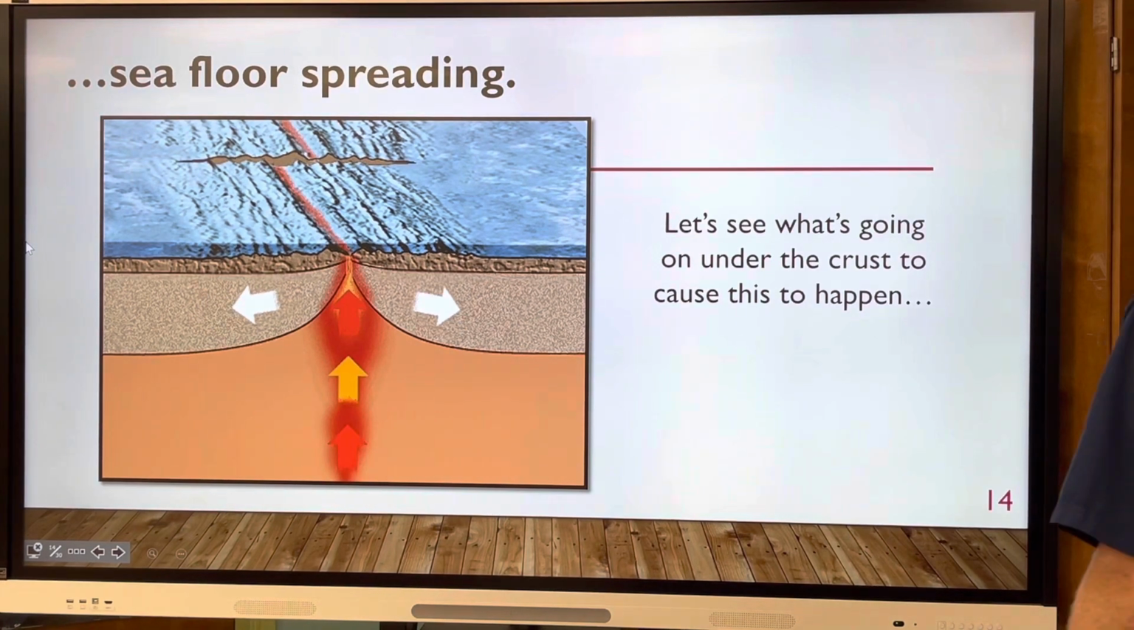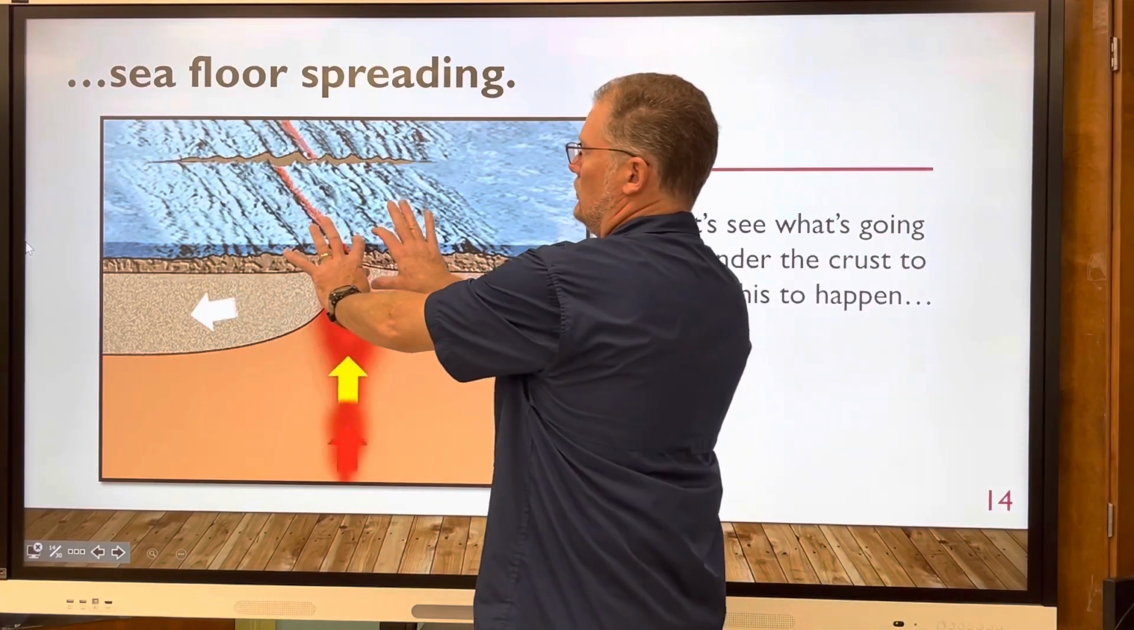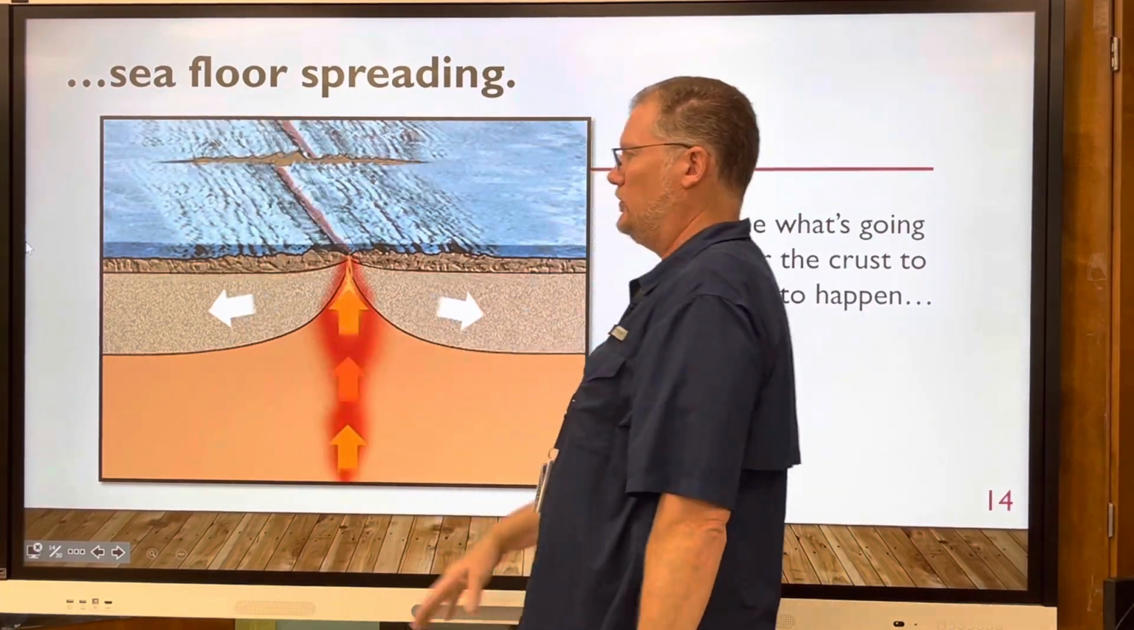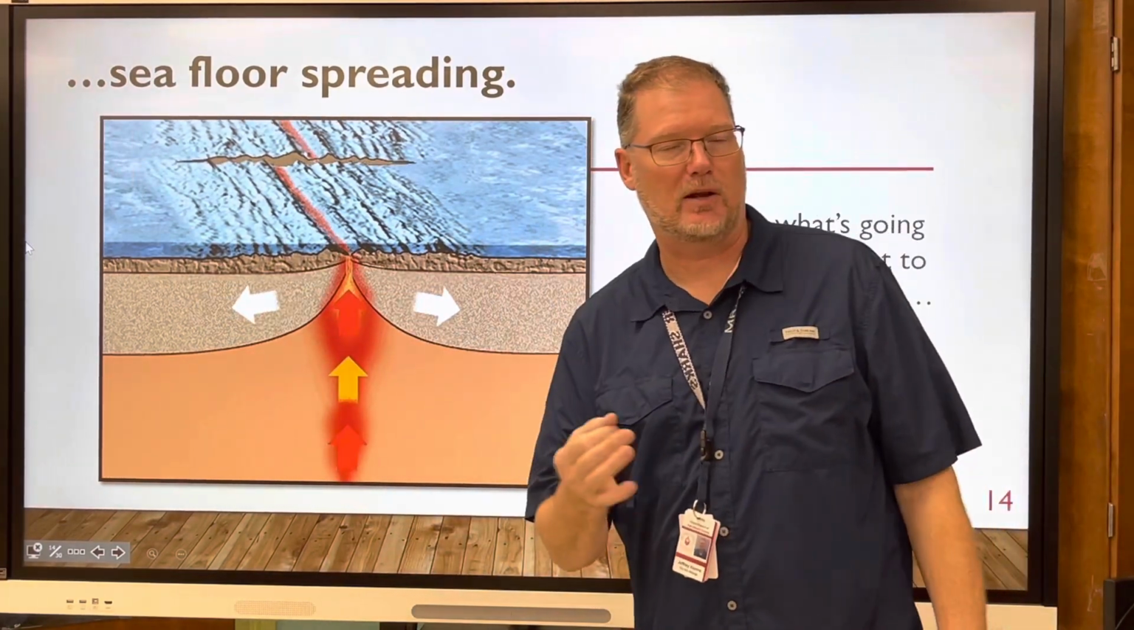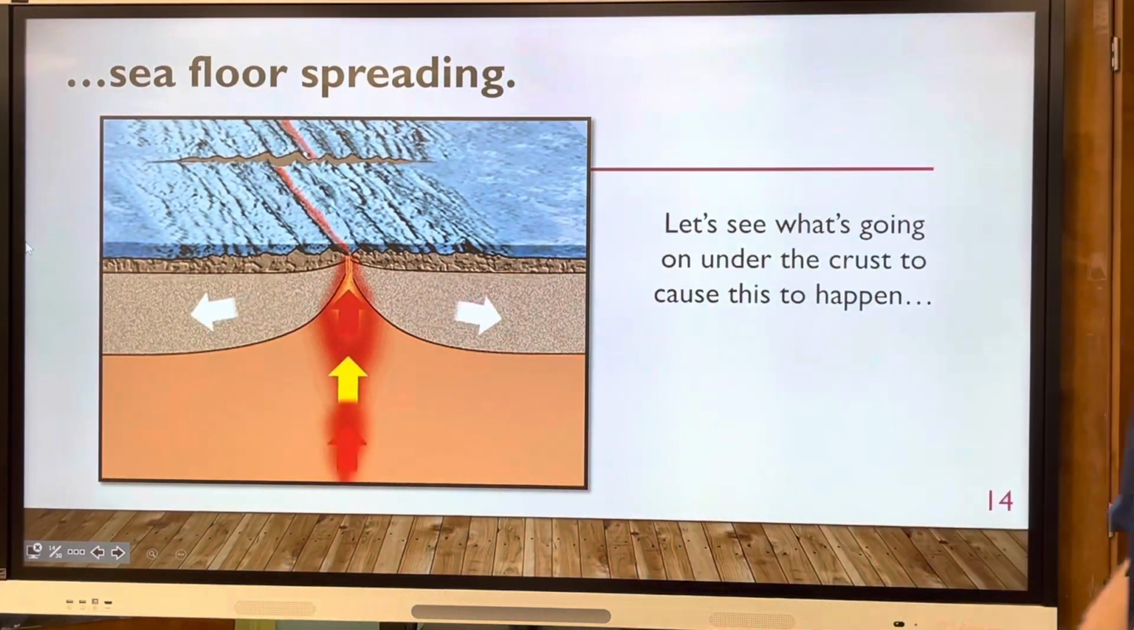So let's see what's going on under the crust to cause this seafloor spreading to occur. And this is an example of the mid-ocean ridge, the mid-Atlantic ridge, but there are ridges like this all over the planet, not just in the Atlantic Ocean.